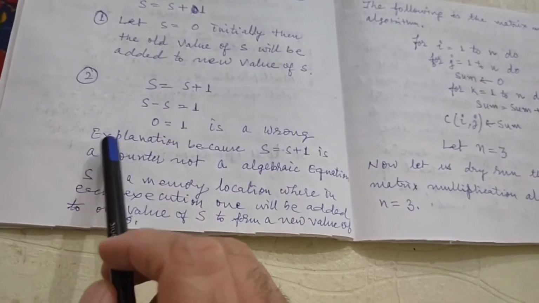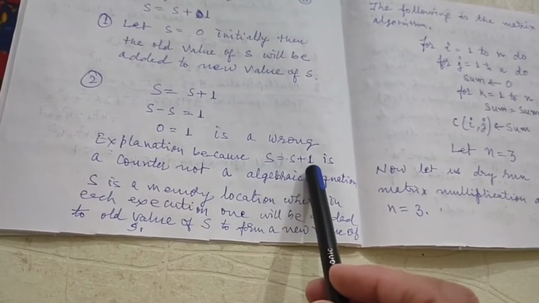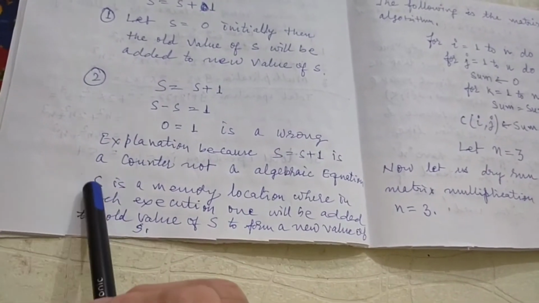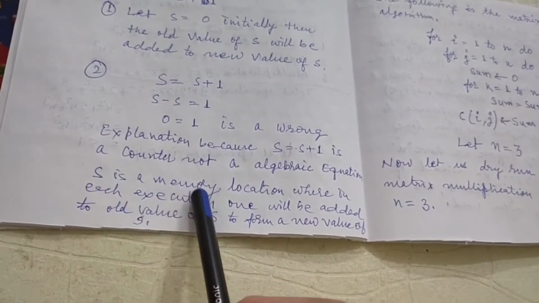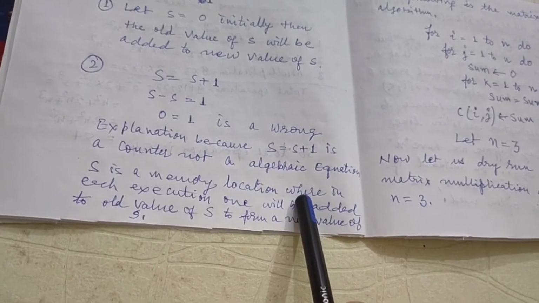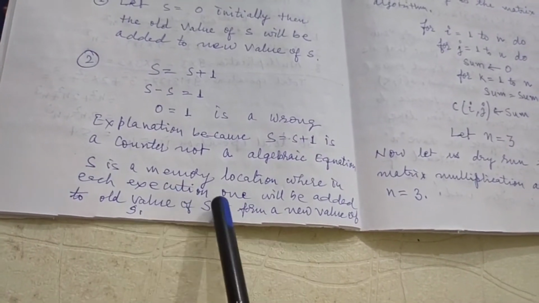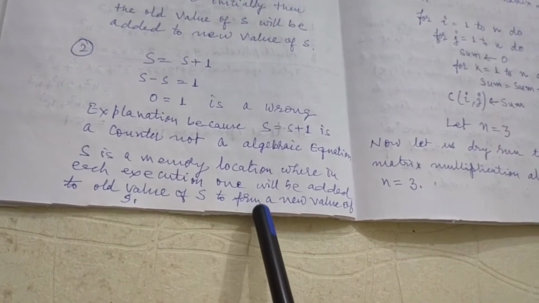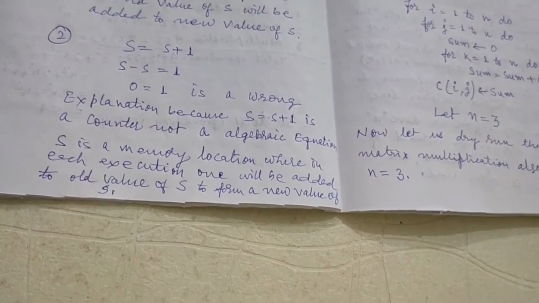So the explanation: s is equal to s plus 1 is a counter, not an algebraic equation. s is a memory location where in each execution 1 will be added to the old value of s to form a new value of s.